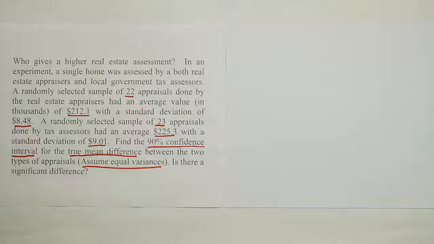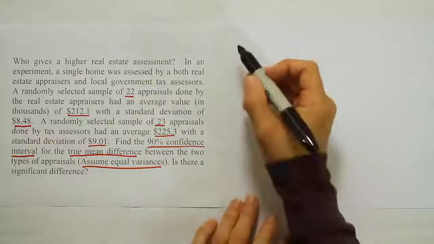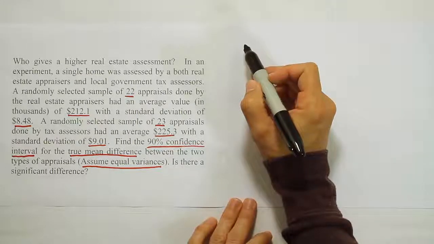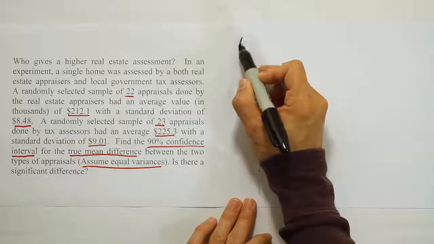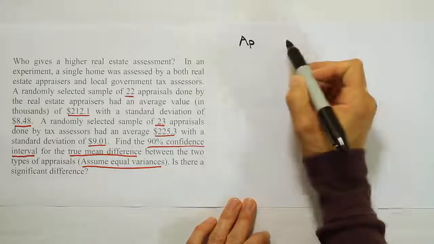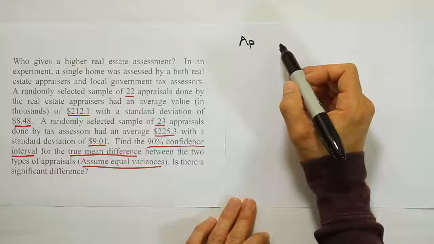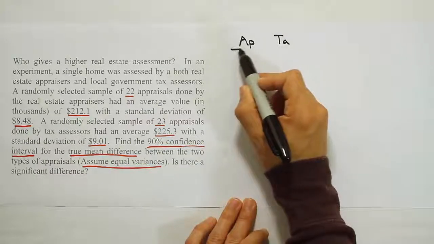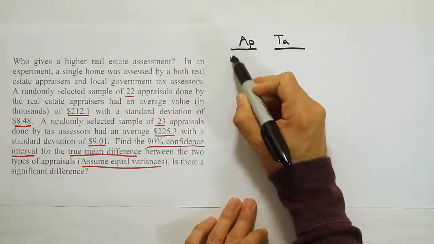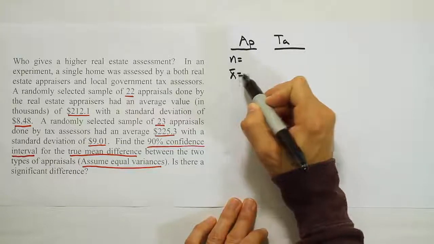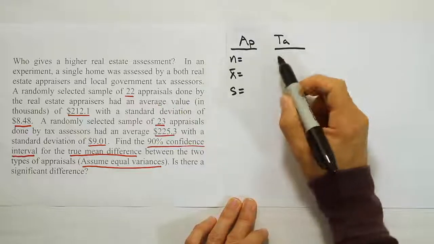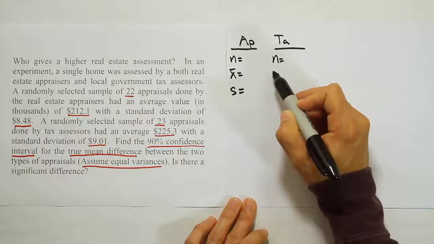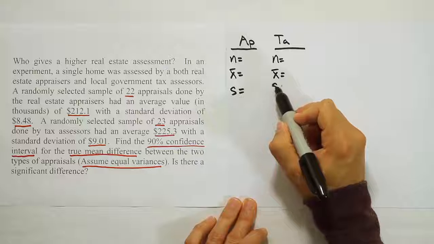So let's start with our very first step for the confidence interval, and that is to record all the data. So let's write all the data down that we have in a useful way. Let's start with the appraisals done by real estate appraisers. We'll use AP for appraisers. For the other one, the tax assessors, we'll use TA. So we'll have two different groups here. For the appraisers, we'll have an n, a sample mean, and a standard deviation. For the tax assessors, we'll have an n, a sample mean, and a standard deviation.